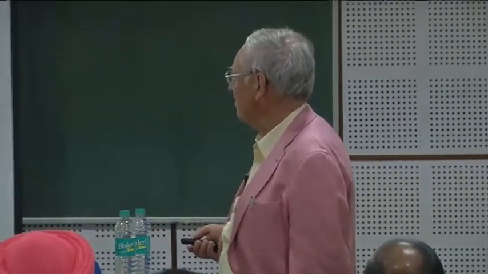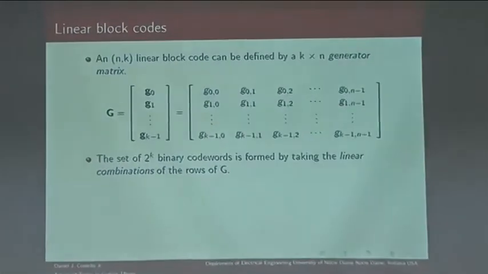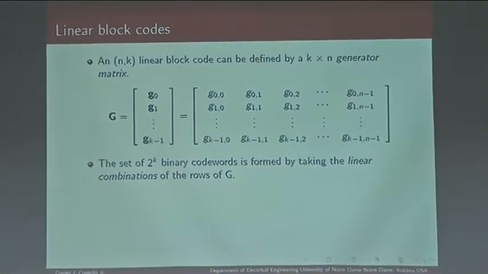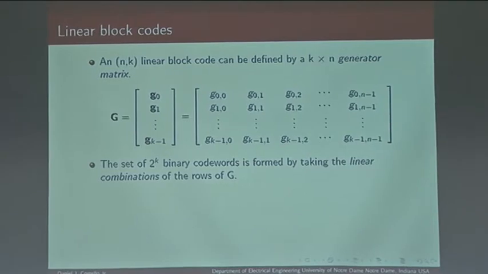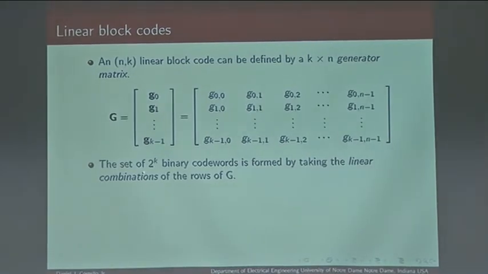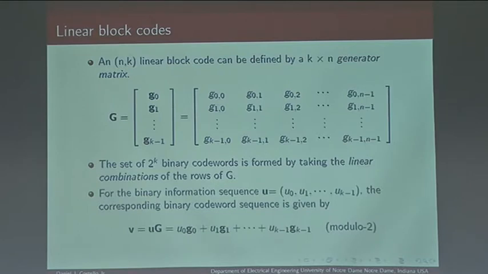So we use a generator matrix, and the set of code words, remember we're going to need 2 to the k code words, are all possible 2 to the k linear combinations of the rows of this generator matrix. Now this is a binary matrix if we're talking about binary codes. So it has k rows and n columns. And notice that linear combinations of the rows here would give us a code word of length n. So we're talking about (n,k) codes.